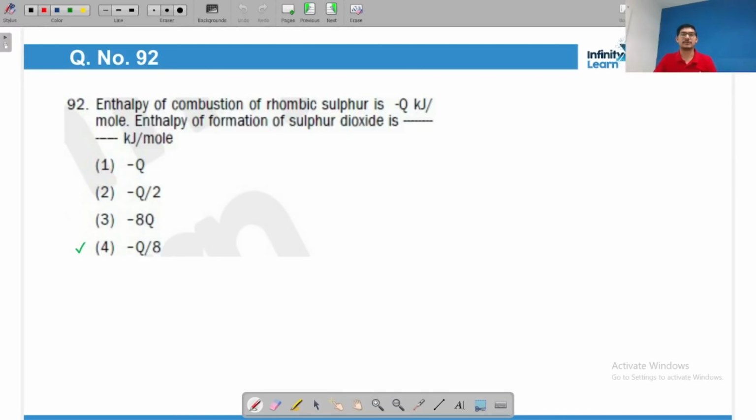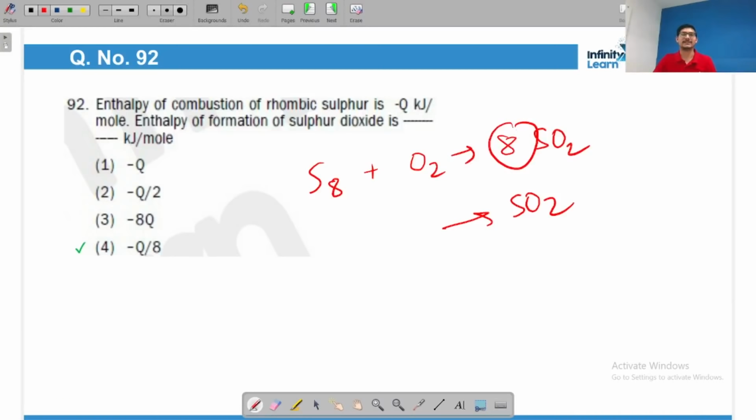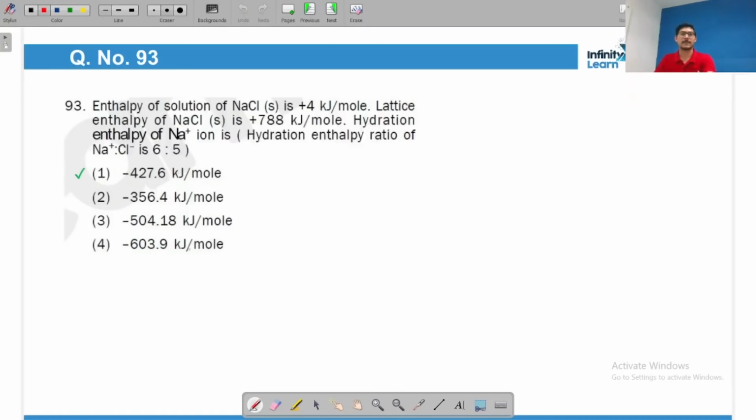Enthalpy of combustion of rhombic sulfur, S8, when you burn it, will give you 8 molecules of sulfur dioxide, the major combustion product. For the enthalpy of formation of sulfur dioxide, we just don't want 8, so we will divide this value by 8. So this is the correct answer.